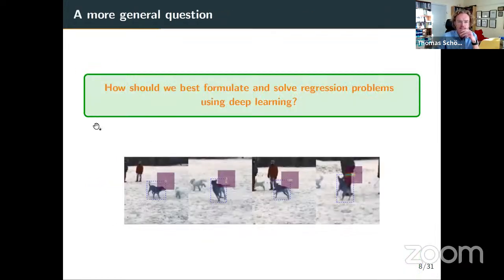So that's the aim of this talk: to think a little about how we best can formulate and solve regression problems using deep learning. And we're going to apply this and try it out on various regression problems from computer vision, like this tracking problem, but I'll return to that.